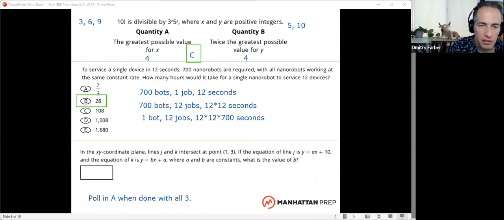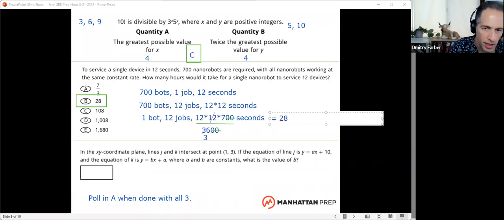And then to turn it into hours, I need to divide by 3600, which is how many seconds are in an hour. So I could do something like this and like that. And I could take out a 12 and a 3. And then finally 3 and 12 would cancel the 4. And I get 28. So I can do something like that.